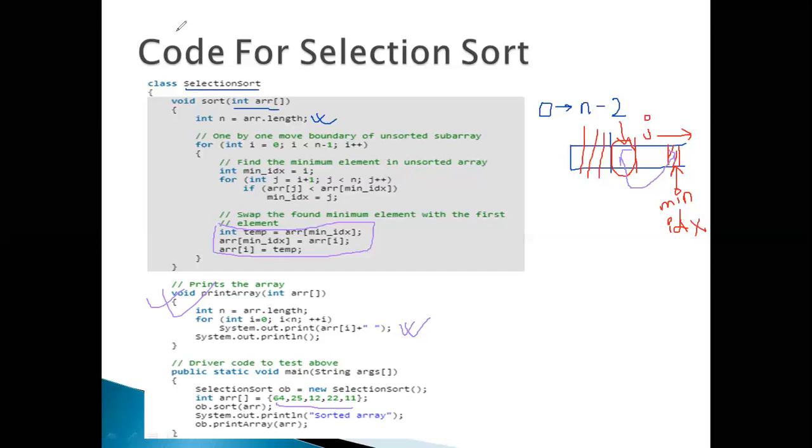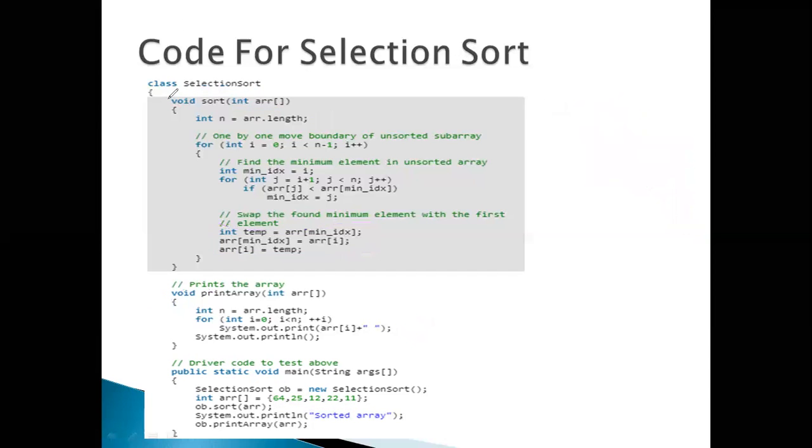So if I repeat the things, we create a method called sort where we implement the code for selection sort. We create a method called printArray where we print the array, and then we have our driver method which is used to call these two methods and where we declare our array.